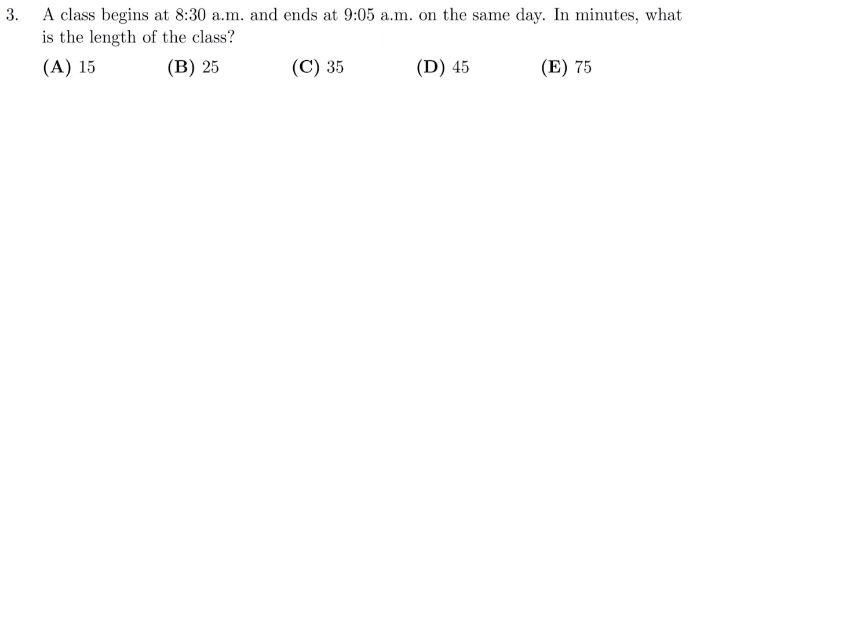A class begins at 8:30 a.m. and ends at 9:05 a.m. on the same day. In minutes, what is the length of the class? So we're going from 8:30 to 9:05, and if you just count the minutes, 8:30 to 9 is 30 minutes, and then you add another 5, 35 minutes. So number 3, the answer is C.